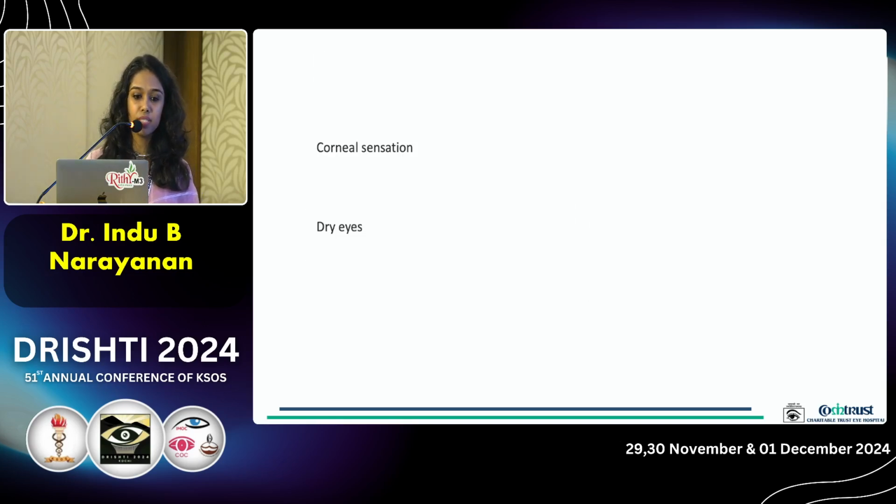Always check the corneal sensation and dry eyes so that you can counsel the patient about the chances of exposure keratopathy.